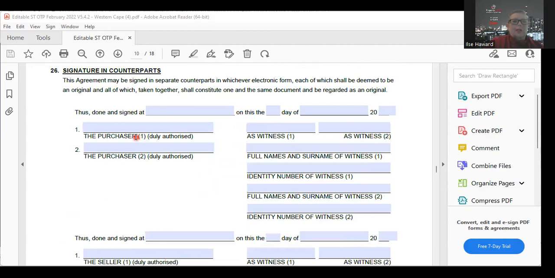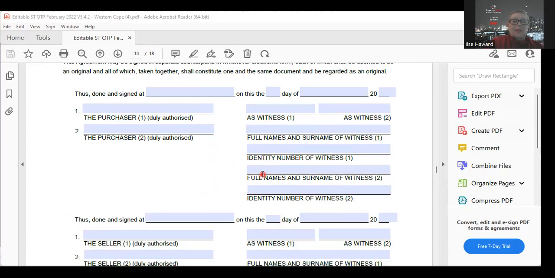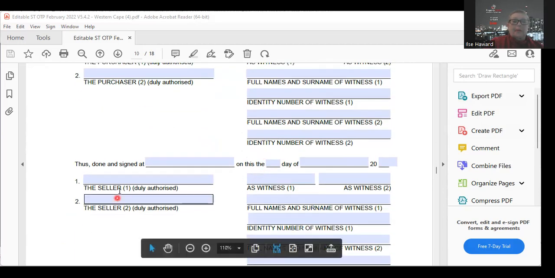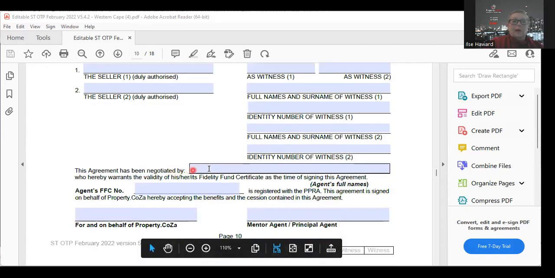Over here, the purchaser must sign in full, witnessed by the candidate agent, if it's a candidate agent. Seller signs in full. The agent puts his information in here. His FFC number comes in here. Sales manager signs here, and the mentor agent. If it's a full status agent, they can also sign here.